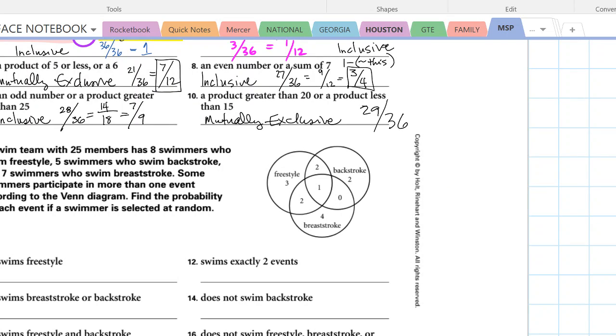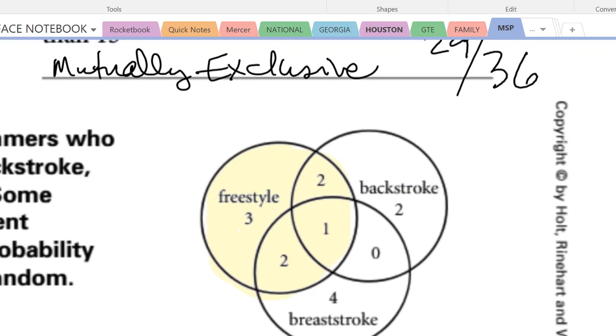These particular questions, it just took me a second to figure out something. You've got a swim team with 25 members, and if you'll notice, it's divided up. There are 8 swimmers who swim freestyle, and if you look right here at all of these in yellow, freestyle swimmers, that's 3, 4, 5, 6, 7, 8. So there are 8 total. They're divided into different groups.